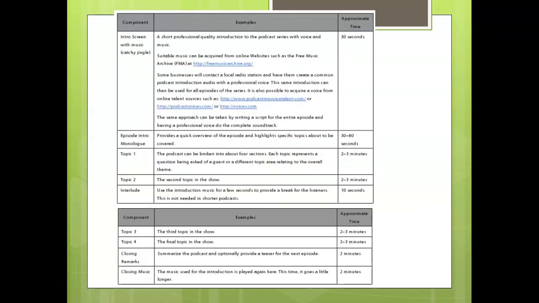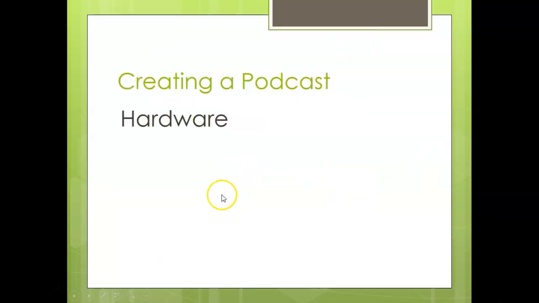All right, so an outline of developing your podcast could be something like this. The first thing people hear or see is the catchy jingle, and then you provide an overview of what you're going to talk about. You have topic 1, topic 2. Maybe you have a little break and cut to some music, and then your topics and closing music. So you kind of have to plan it out.